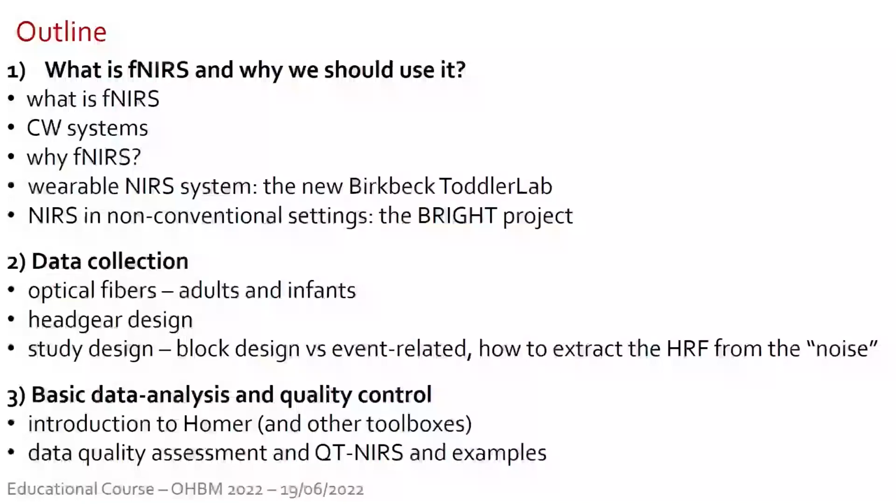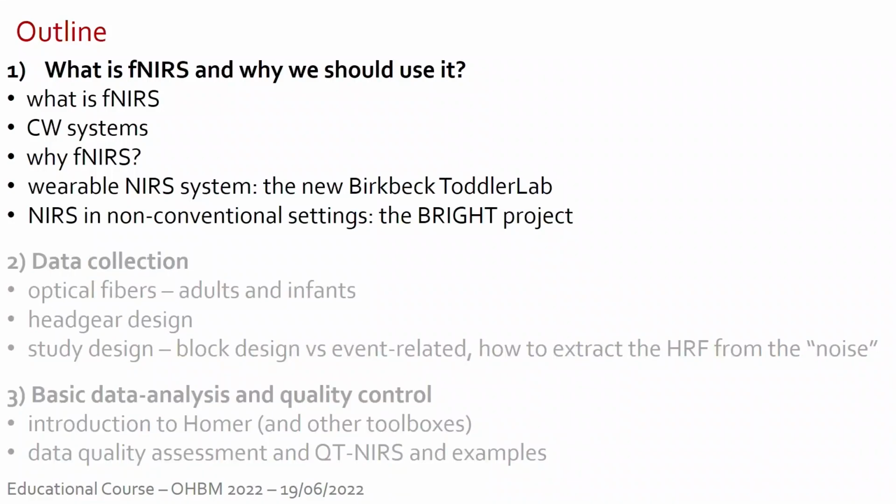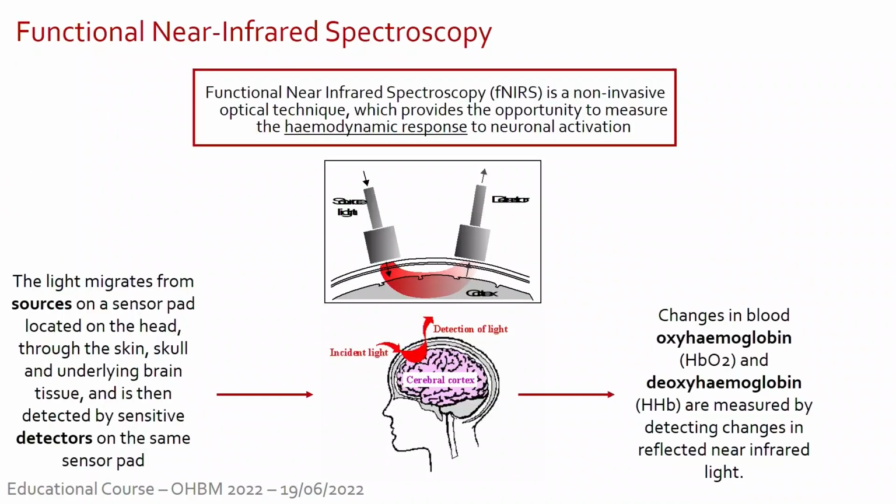So this is the outline for the next roughly 40 minutes. As I said, it's very dense, so I'm going to rush through it, but if you have questions, please stop me. We're going to be covering what fNIRS is and why we should use it, a bit about data collection, the decisions that you have to make before starting a new fNIRS study, and then basic data analysis tools and data quality control. So let's start with the first part.